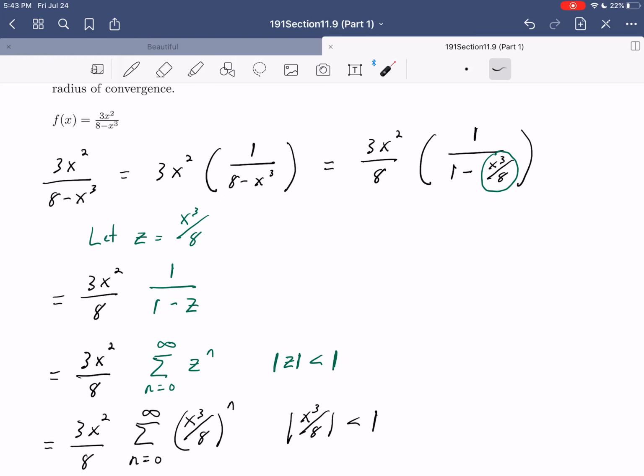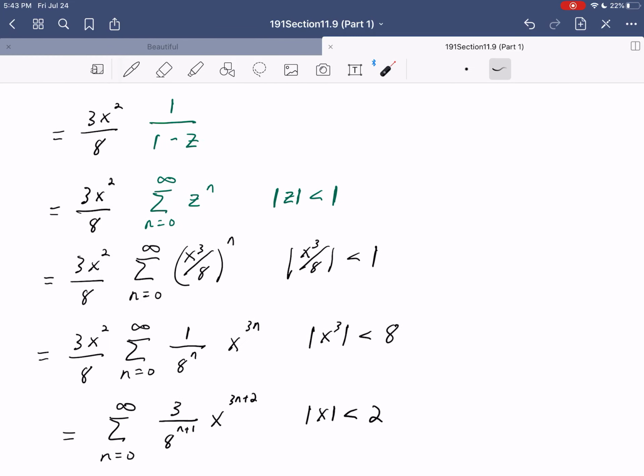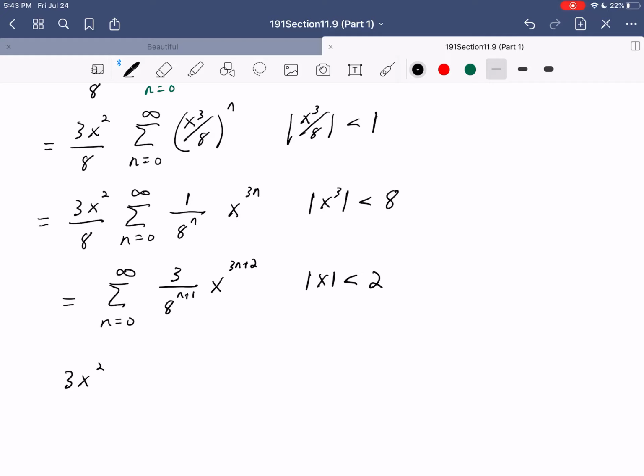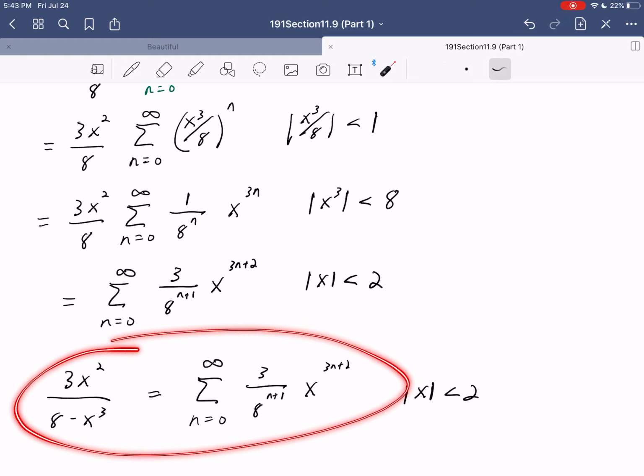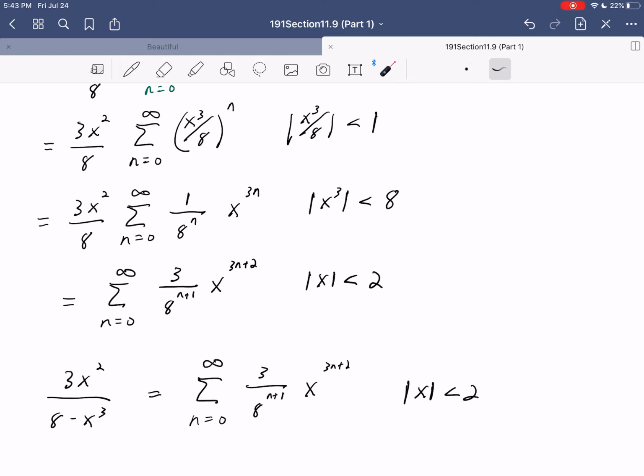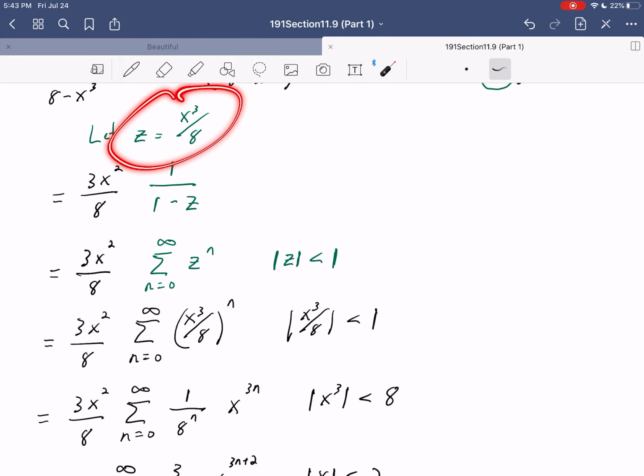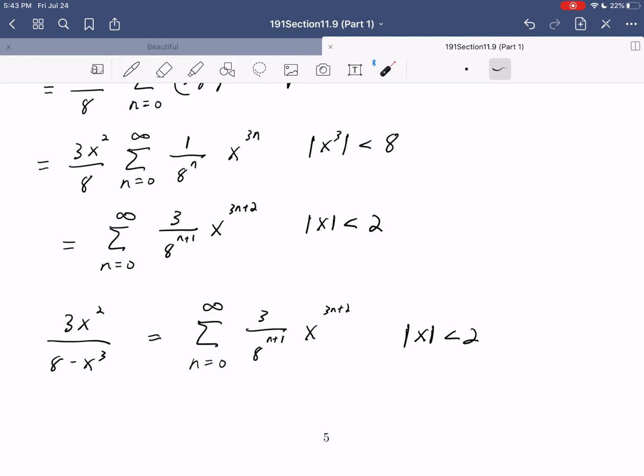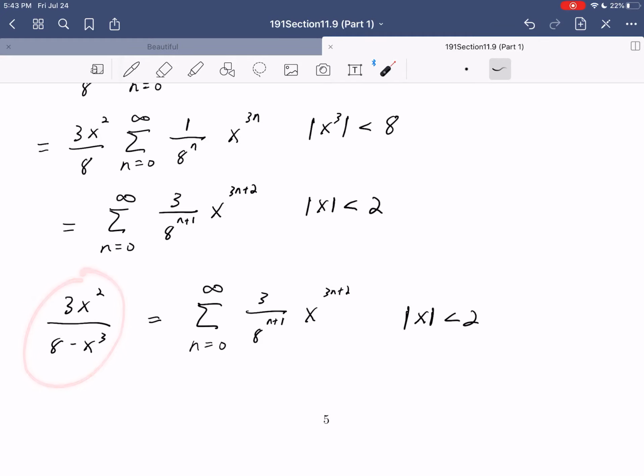We can say that this function here, 3x squared over 8 minus x cubed, is equal to the summation n equals 0 to infinity, 3 over 8 to the n plus 1, x to the 3n plus 2, as long as we're operating on the range absolute value of x less than 2. Okay, so this, again, computationally, is just practicing the two manipulations we've discussed so far. We had to do a substitution, and then we also had to do a multiplication by a polynomial term that had the same center. We did both of those, and we built a power series representation for this rational function.